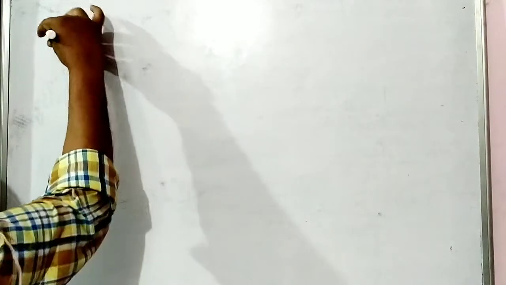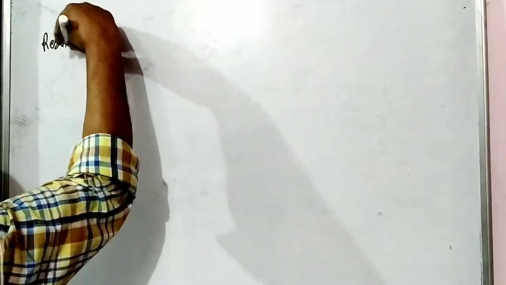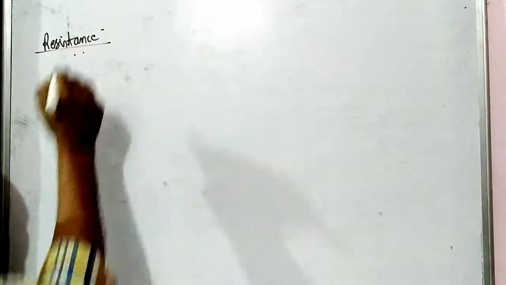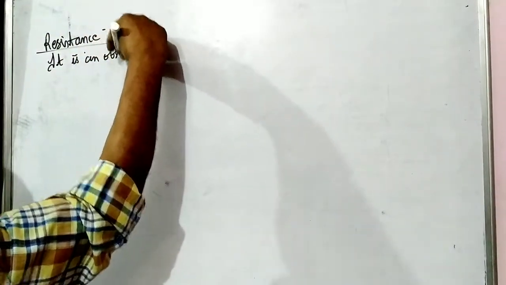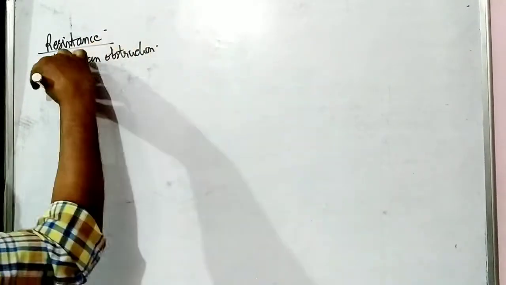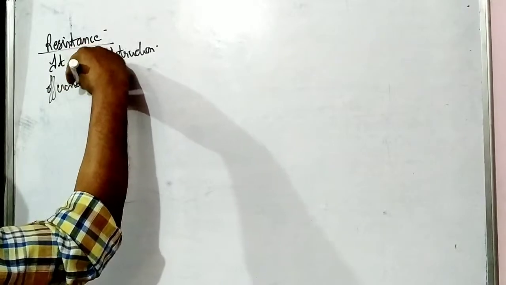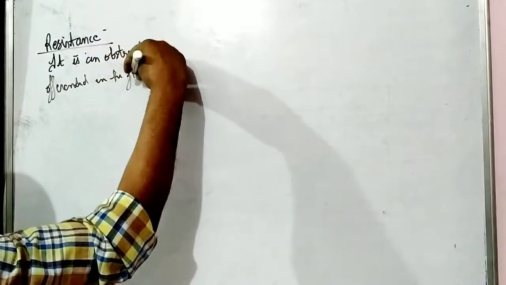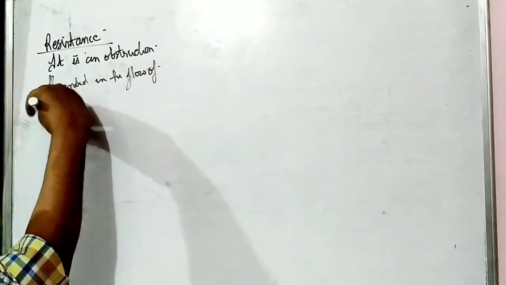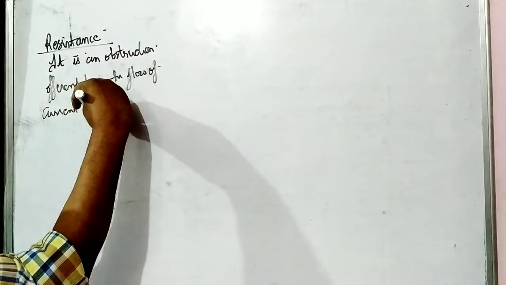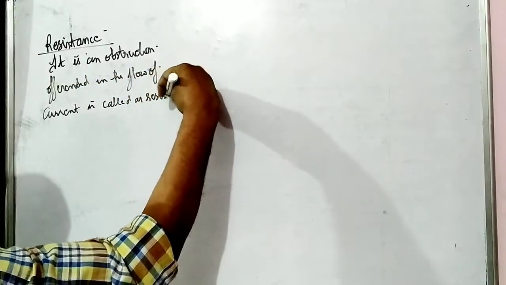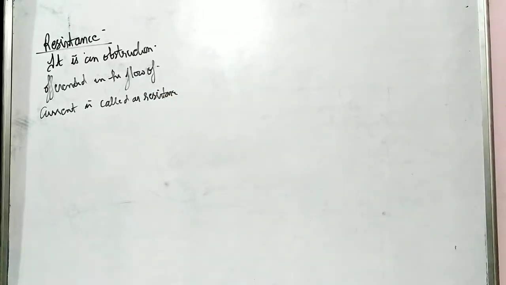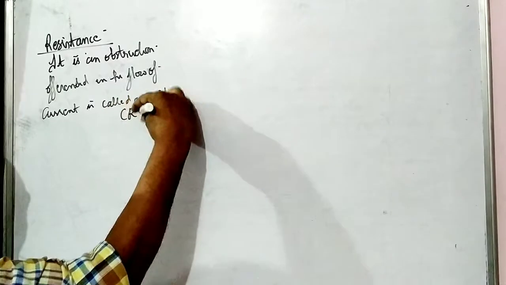Now, a resistance. What is resistance? It is an obstruction offered in the flow of current. An obstruction offered in the flow of current is called resistance. Resistance is generally denoted by R.